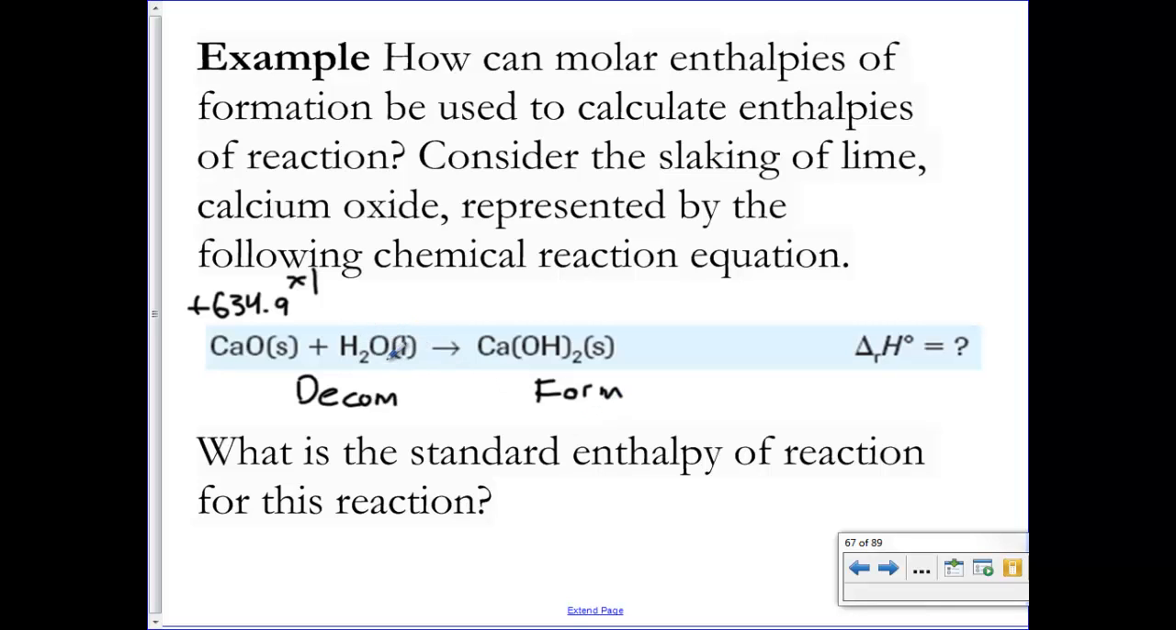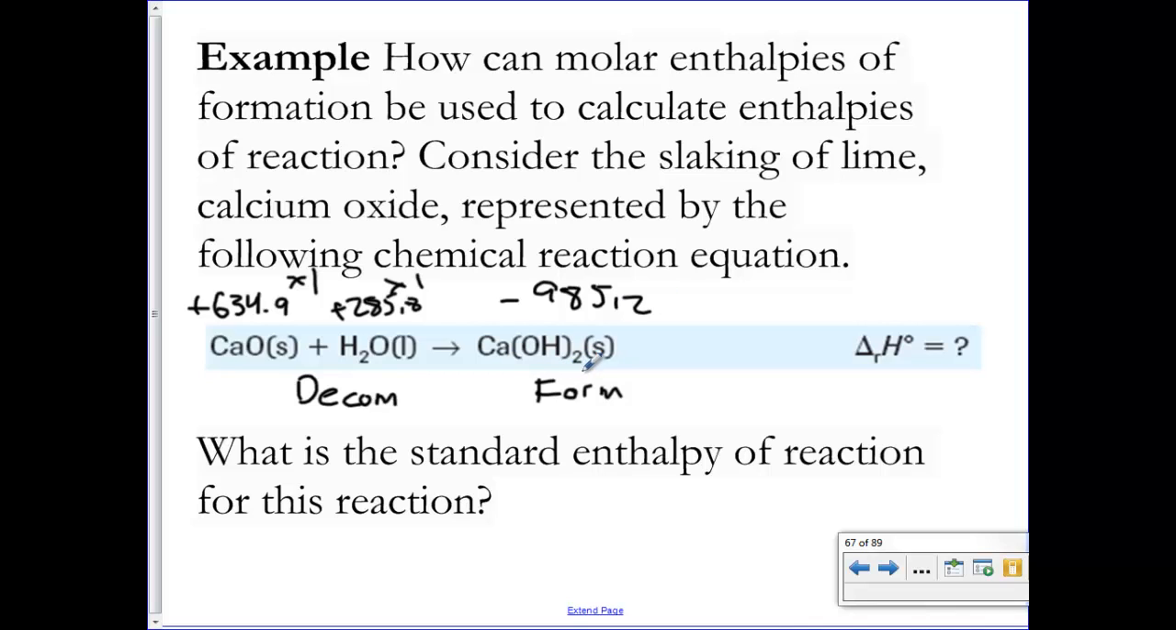Liquid water, 285.8. Okay, well it's a negative 285.8, right? Yeah. But that is if you're forming water. As a reactant, it actually has to break apart, so we'll have to flip this one to positive. And again, times by 1, which is pointless. Calcium hydroxide, 985.2. And was that negative? Yeah. Okay. And this one we're going to leave as negative because the calcium hydroxide is actually being formed.